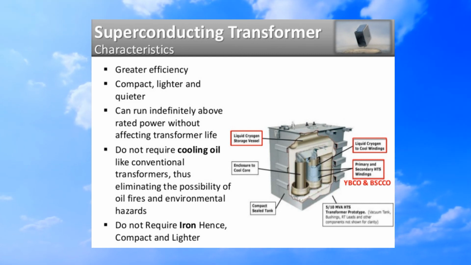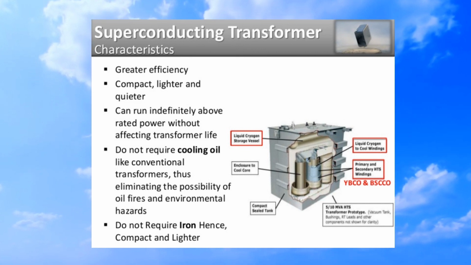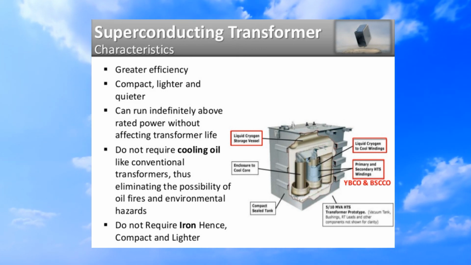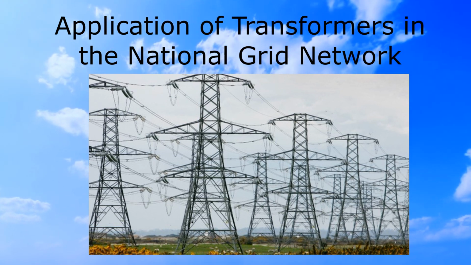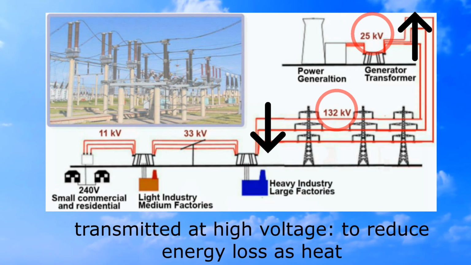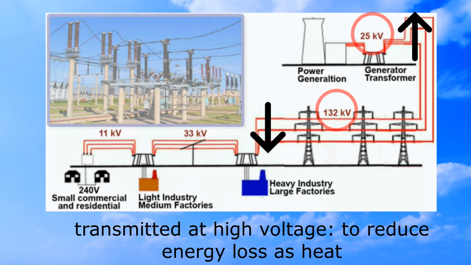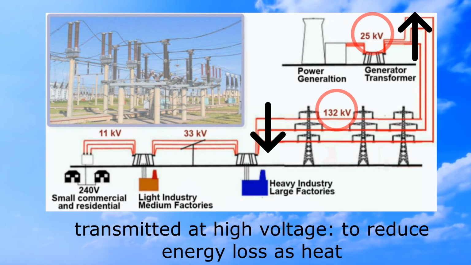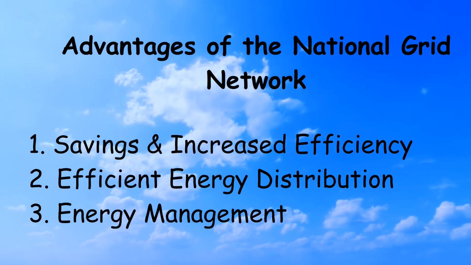This is due to the special features in the superconducting transformer, such as not requiring iron, thus making the transformer compact and light. Coming back to what we've covered in this video, we looked at the application of transformers in the national grid network. We learned that the voltage generated in the national grid network is increased to reduce current flowing through the cable so as to minimize power loss, and also that the voltage is reduced before being supplied to different places. Finally, we looked at 3 main advantages of using the national grid network.